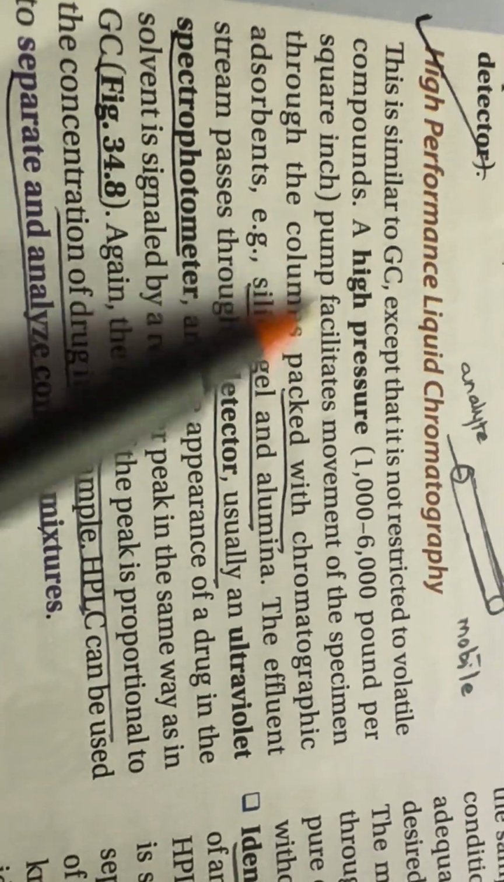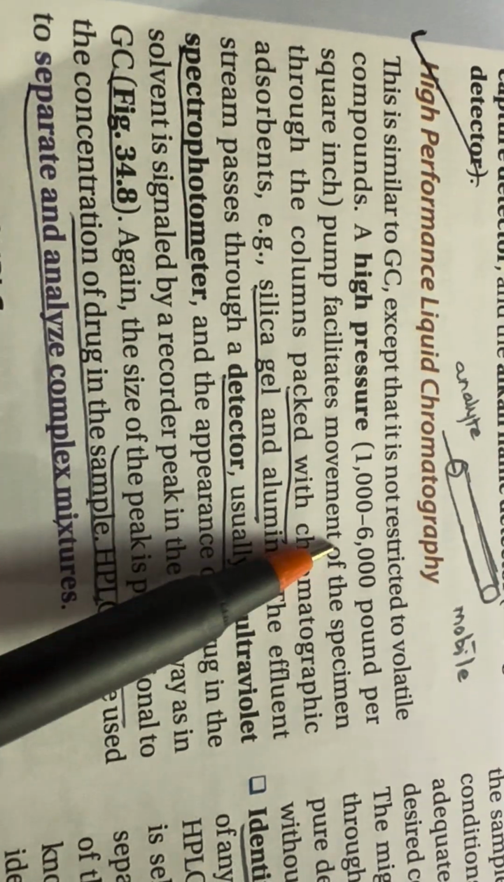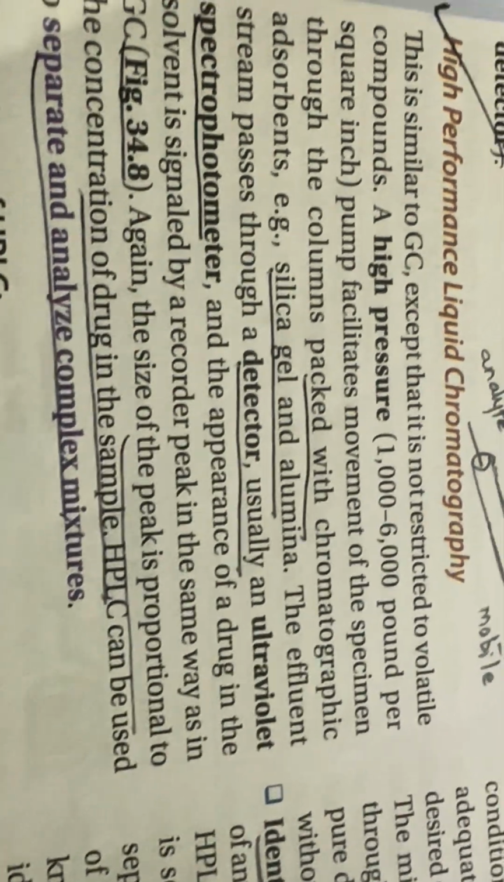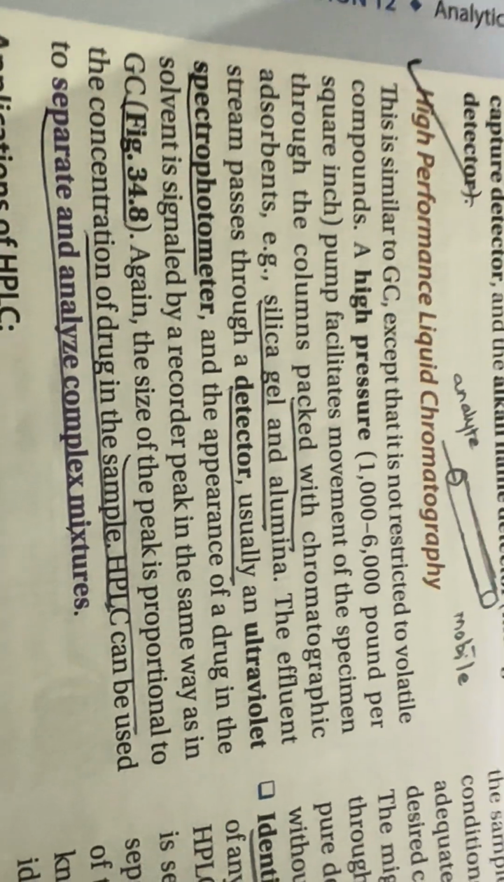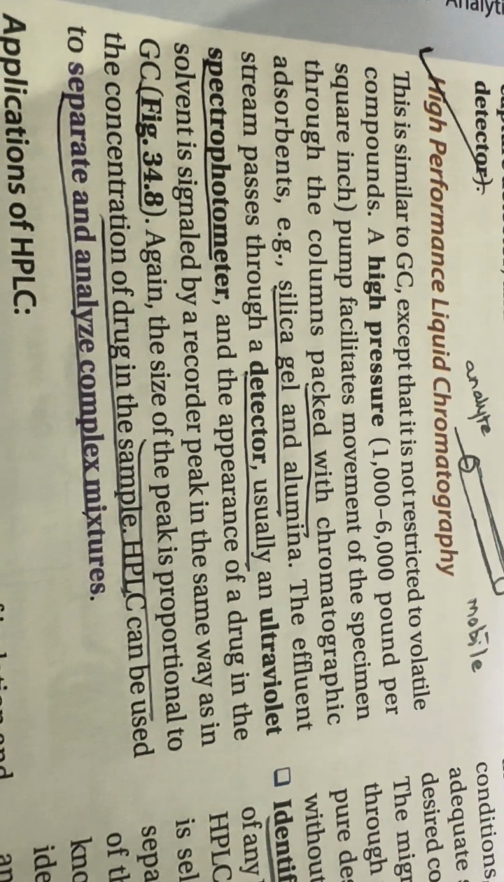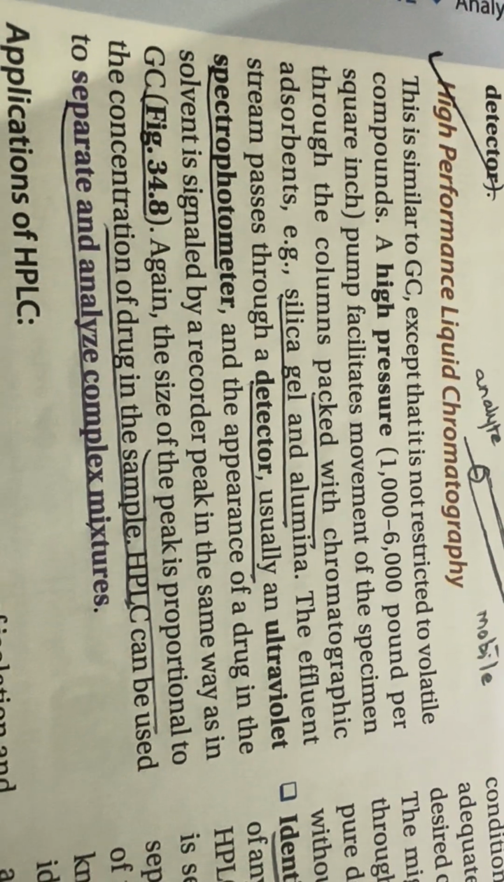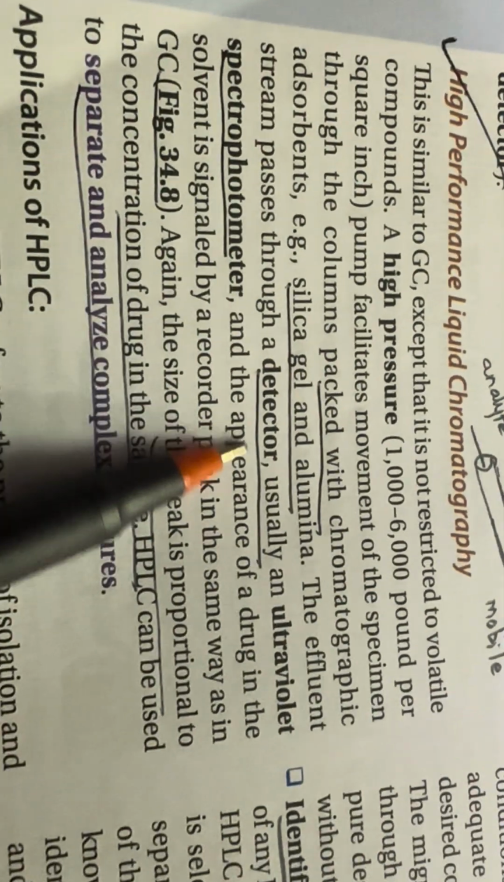So there is a large, high pressure pump that facilitates the movement of the specimen through a column. In that column is packed this chromatographic adsorbent. What is that adsorbent? Silica gel and alumina. And the effluent stream is passed through a detector.